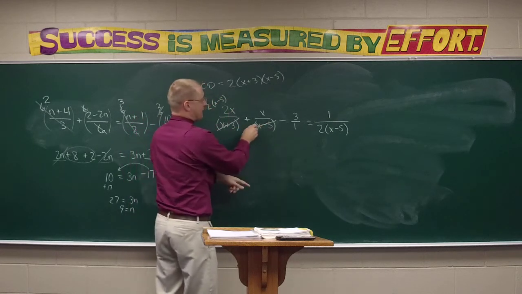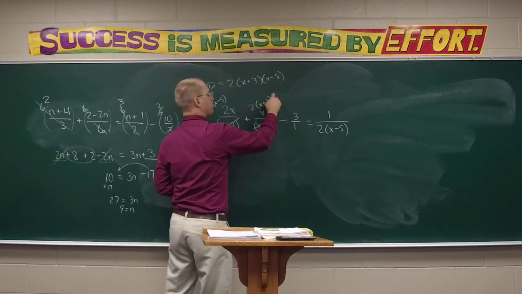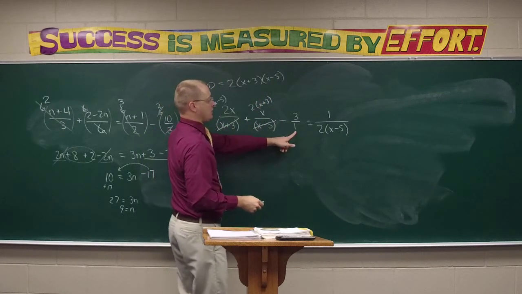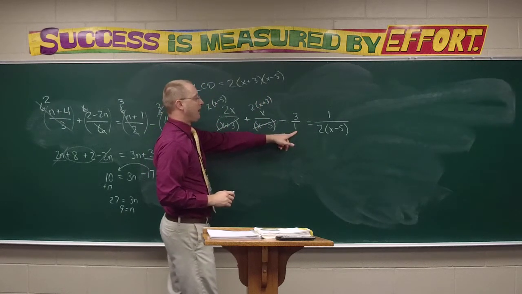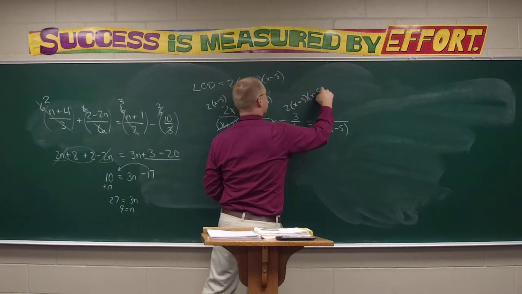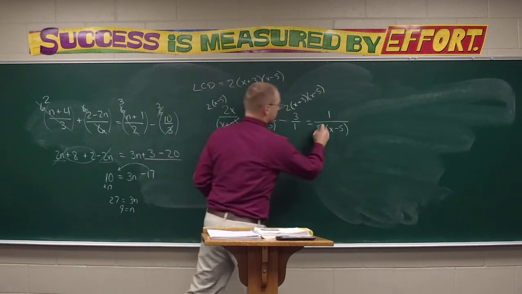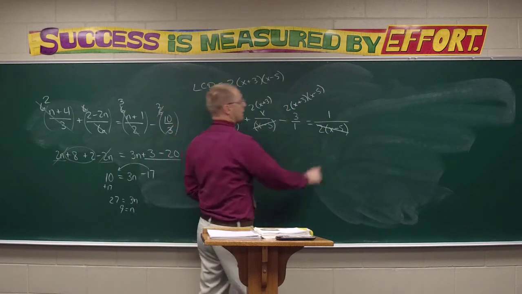Here the x minus 5 cancels, but what should I still write? 2 times x plus 3. You're doing this with me. Here, what cancels? Nothing. So I'm left with the 2 and the x plus 3 and the x minus 5. What about here? What cancels? The 2 and x minus 5. So what's left? x plus 3.